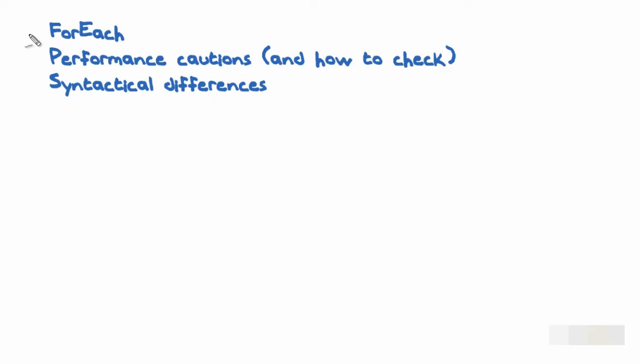Okay, so now you've met for each object and his little friend, the % sign alias. We discussed some of the performance cautions. Just be aware that for each object is not always the fastest way to do it, but sometimes, as it turns out, it can be, and now you know how to measure that when you're testing so that you can figure out what the fastest approach is. And we've talked about some of the syntactical differences between different versions of PowerShell.